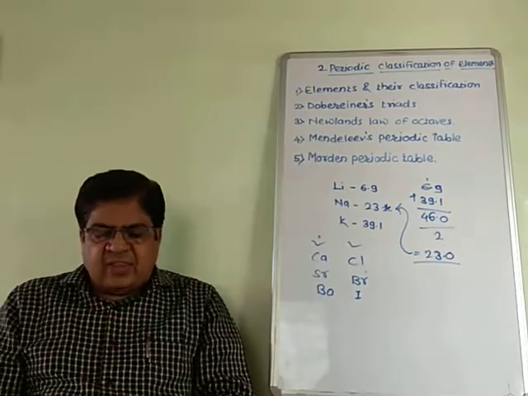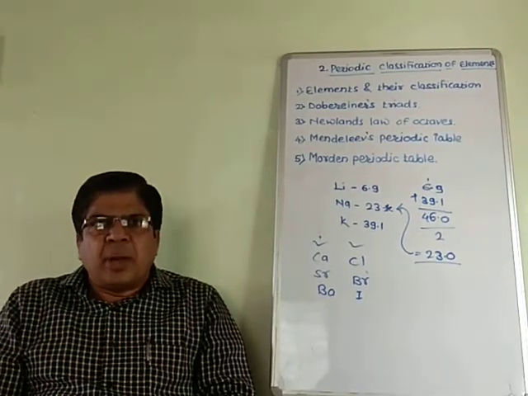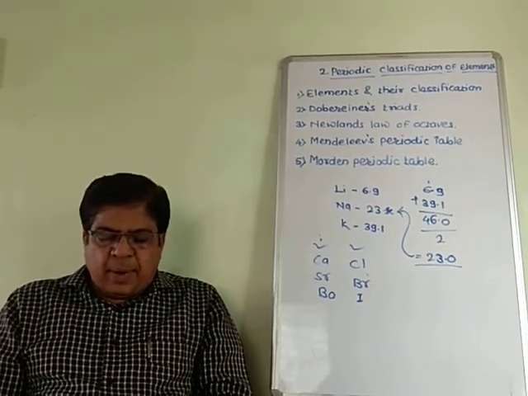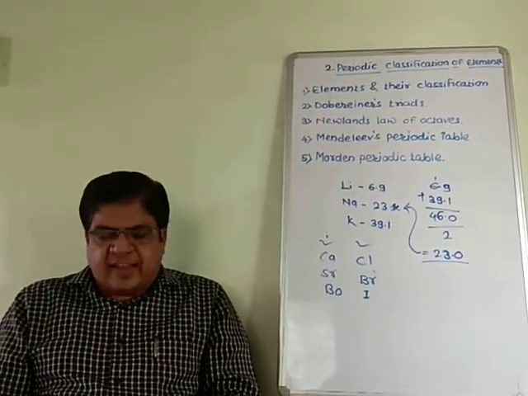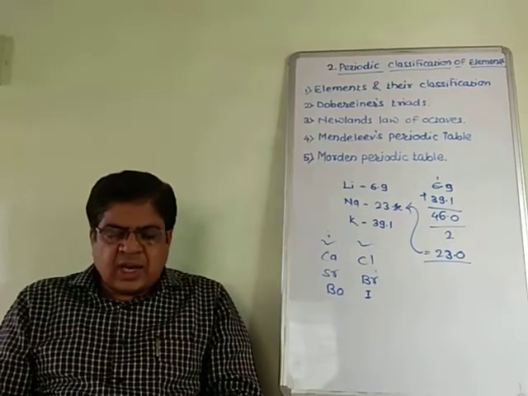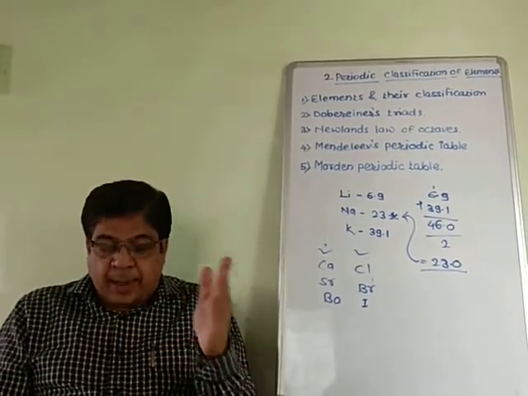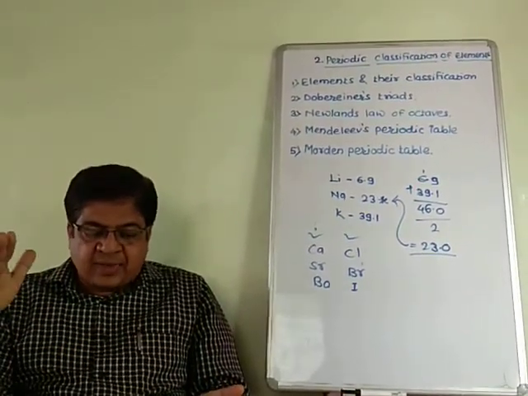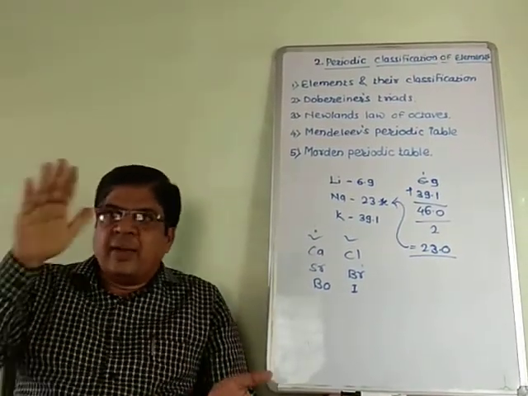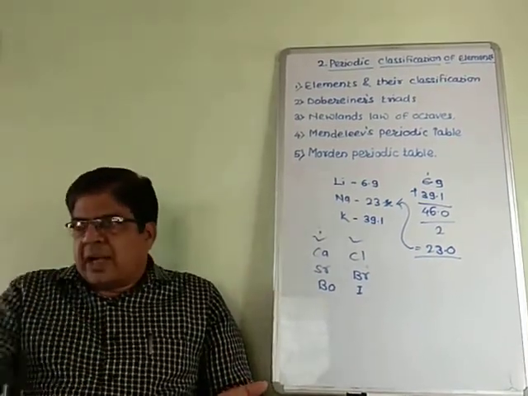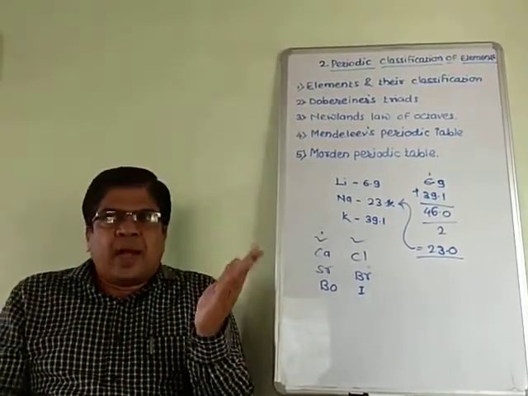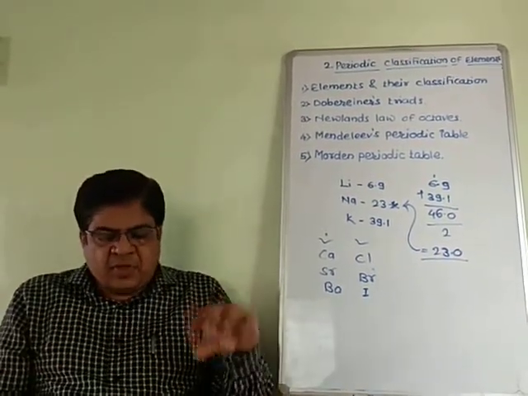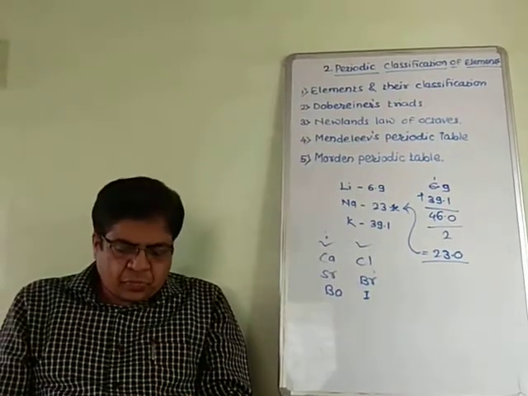A zigzag is seen in the P block elements, that is groups 13 to 18. The metalloid elements lie along the border of the zigzag line. All metals lie on the left side of the zigzag line, while all non-metals lie on the right hand side, in the P block elements. This is modern periodic law.